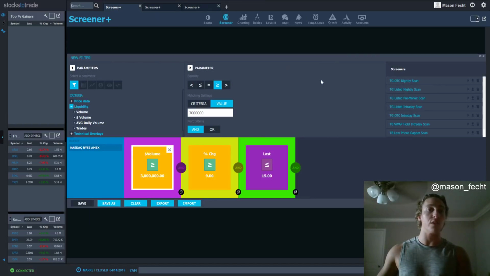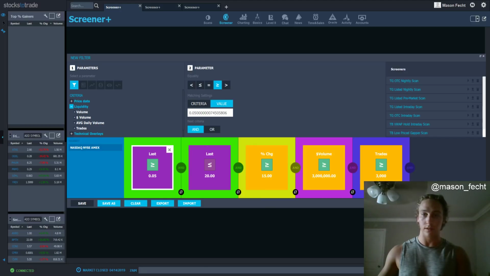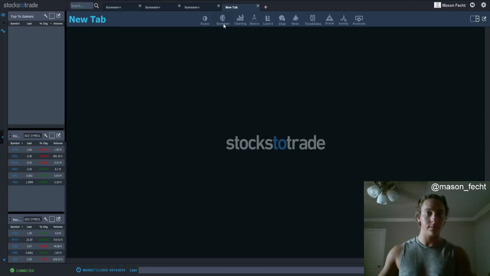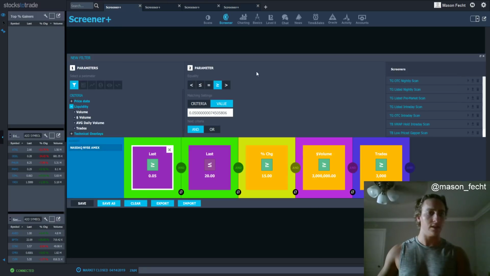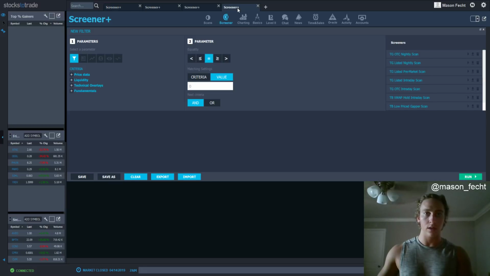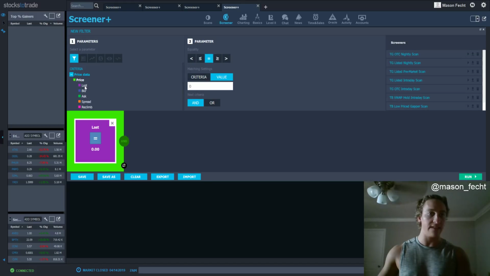Now we're going to switch over to the listed nightly scan. And I'm pretty sure this one might be almost the exact same as Tim Gratani's. I'm not completely sure, but I probably made some slight adjustments. So we'll start with price data. We're going to do price last.